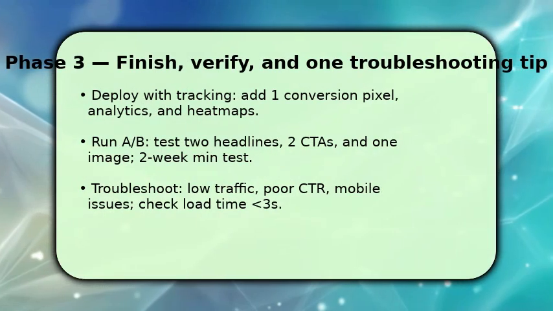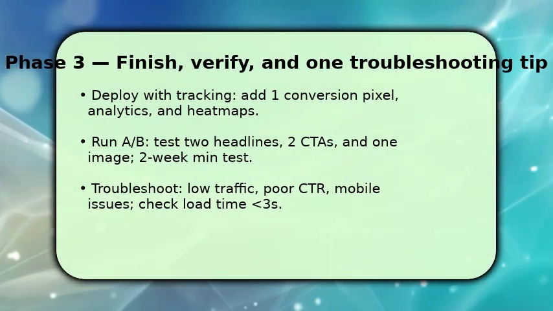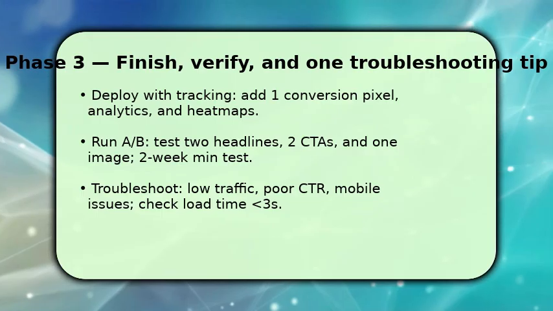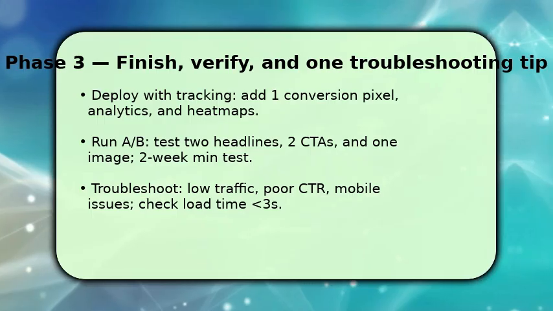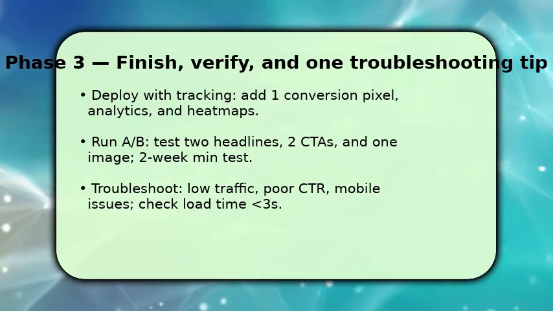You publish the page with tracking enabled: conversion pixel, analytics, and heat maps so you can measure impact. Once live, run A/B tests on headline, CTA, and image for at least 2 weeks or until statistically significant.